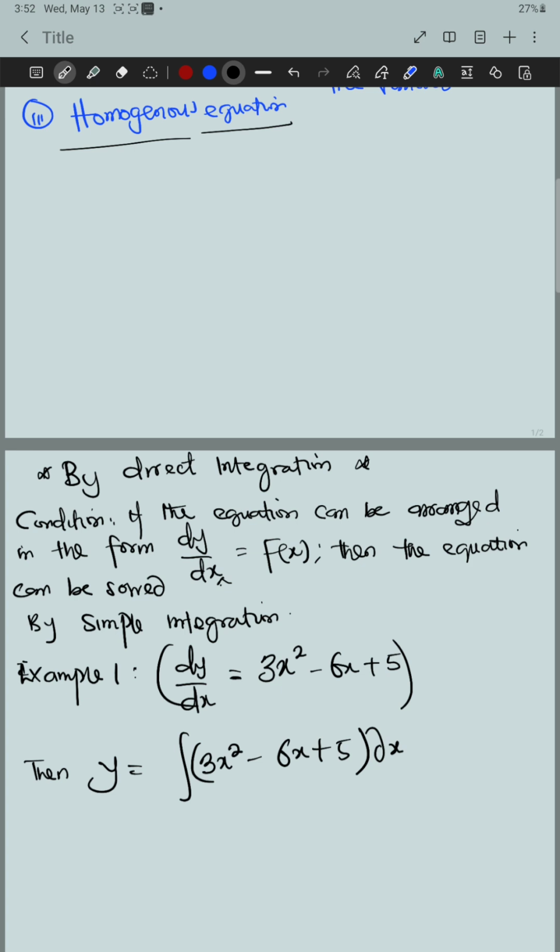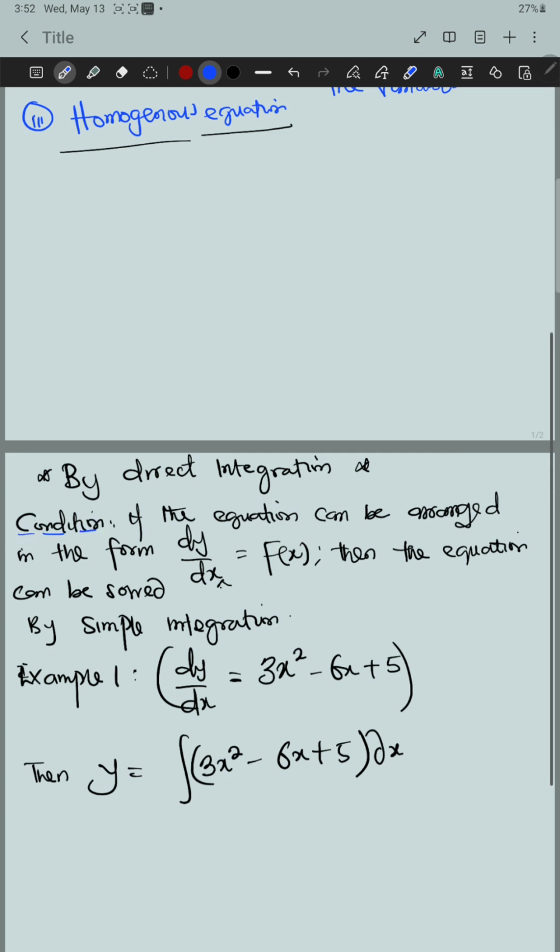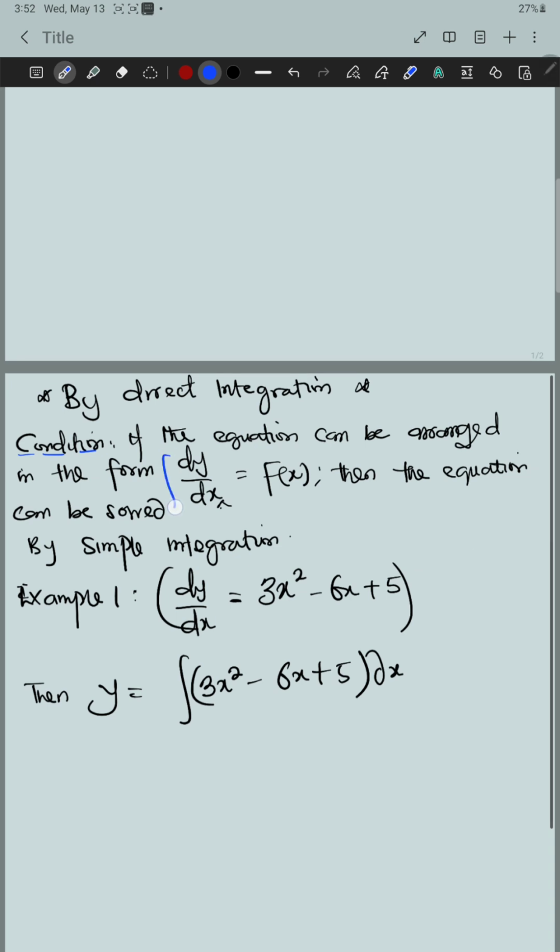Our first on the list is direct integration. Every method you can use to find a solution to a differential equation has a condition that you must meet. What is the condition for direct integration? If the equation can be arranged in the form dy/dx = f(x), then the equation can be solved.